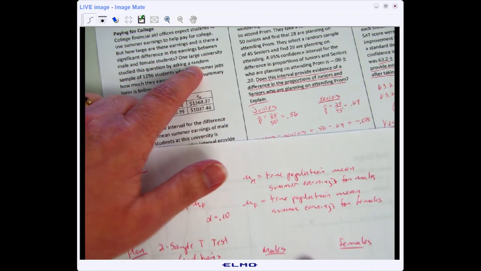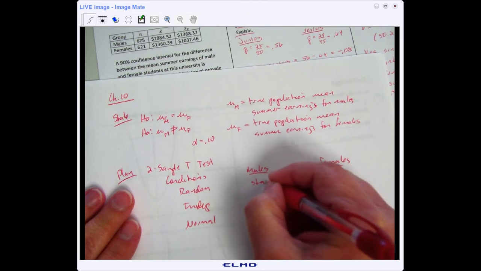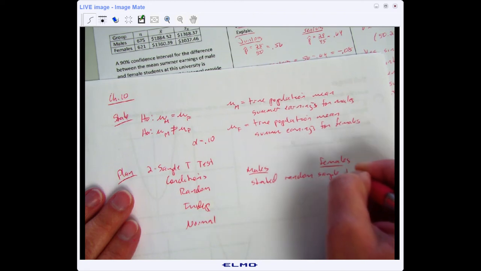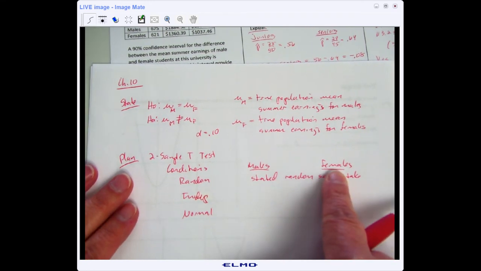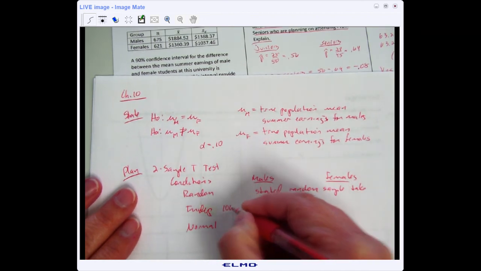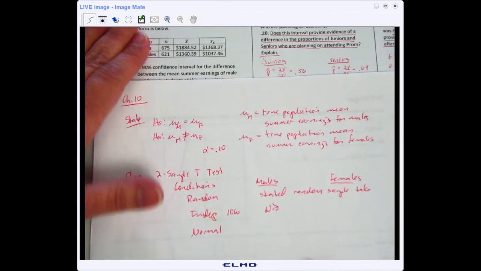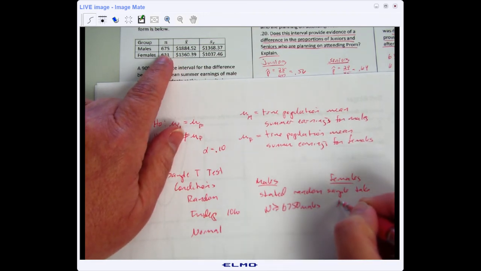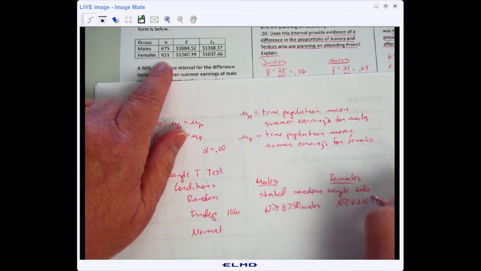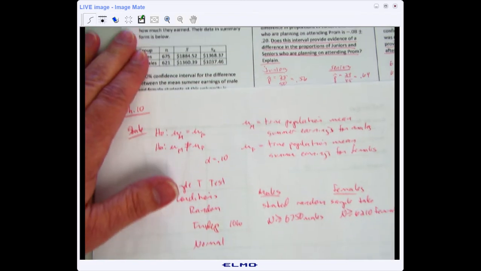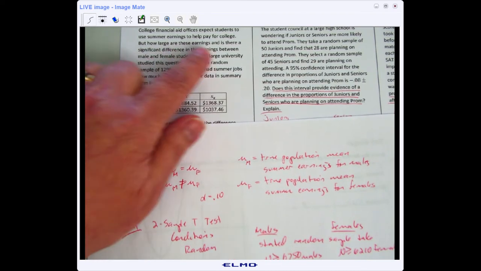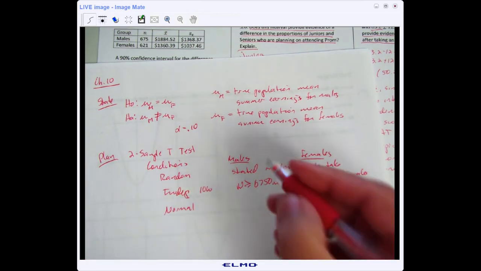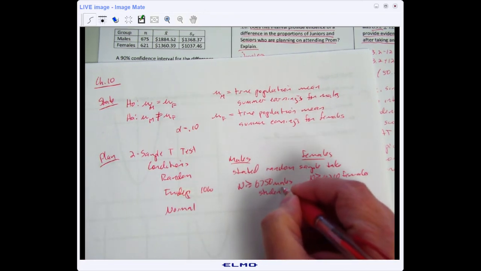Random. Good, there is a random sample. So, stated: random sample taken, and that satisfies it for both males and females. Independence, I'm going to do my 10% rule. I'm pretty sure there are more than 6,750 males, and I'm sure there are more than 6,210 females at this large university. And again, I'm always going to assume that unless I'm given information to think otherwise. And of course, students are all independent of each other.